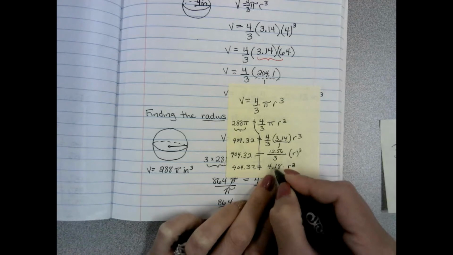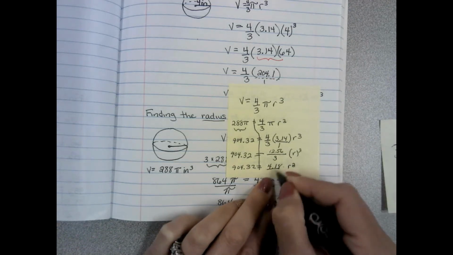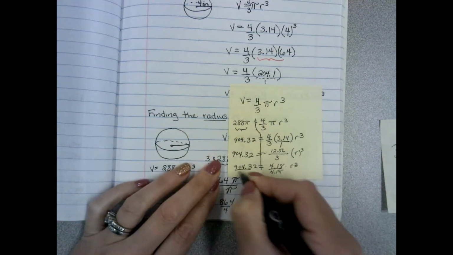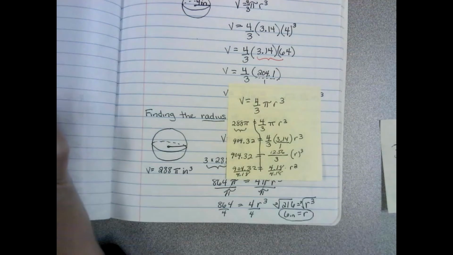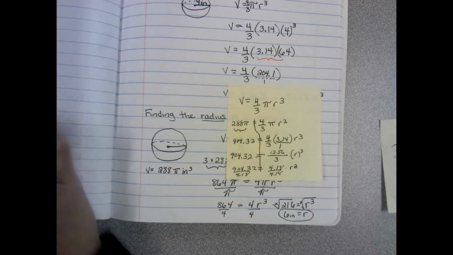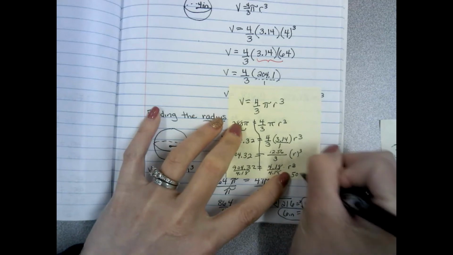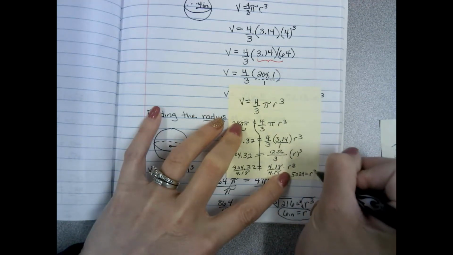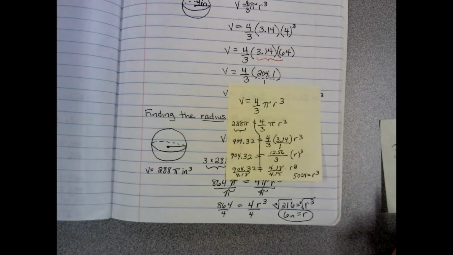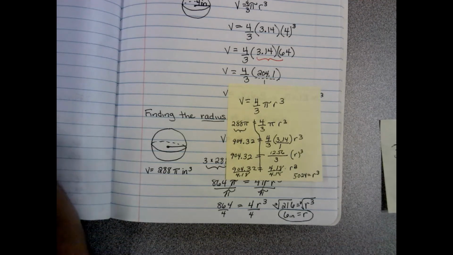R is being cubed and multiplied by 4.18, so I'm going to divide by 4.18. 904.32 divided by 4.18 is 5024. 5024 is r cubed. What number times itself will give me 5024? Any ideas?